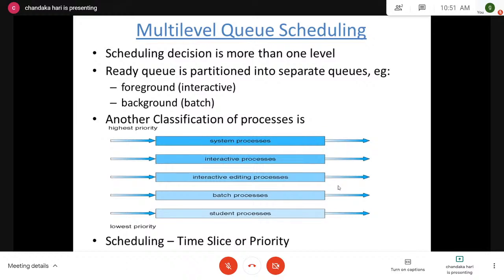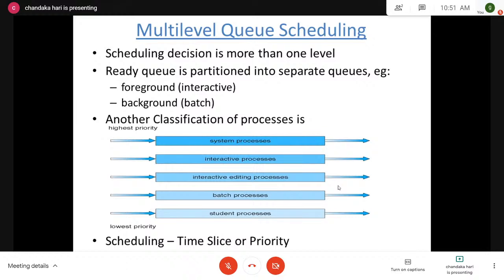What is foreground? This is also called interactive jobs. Number two, background means batch jobs. A process is said to be in the foreground if, while executing it, it needs interaction with the user. Such jobs are called foreground jobs. Whereas in the case of background, while executing such a job, there is no need for interaction with the user.